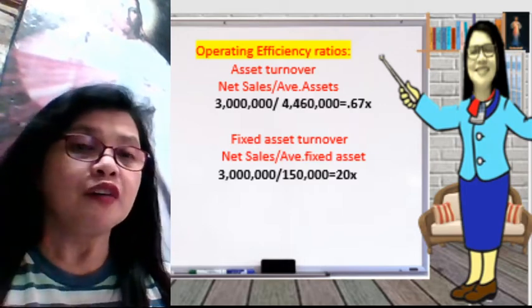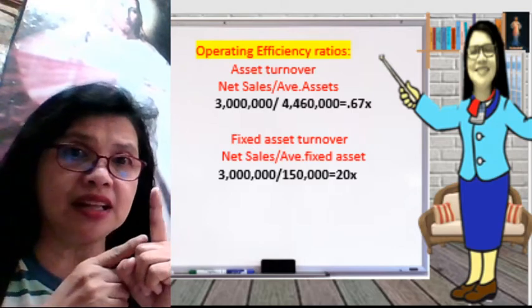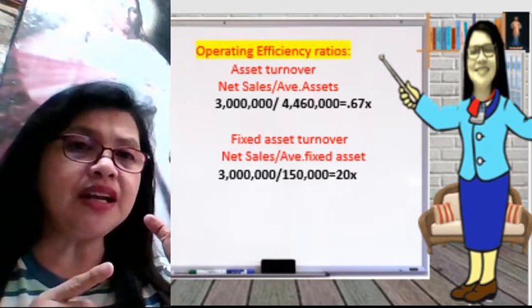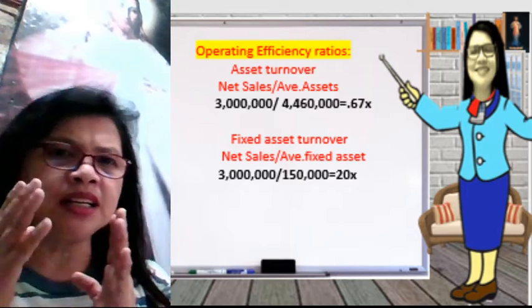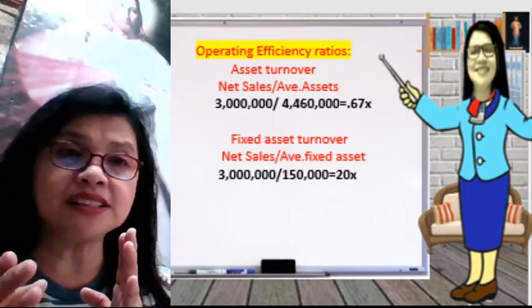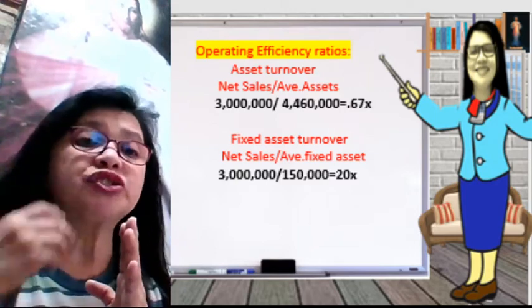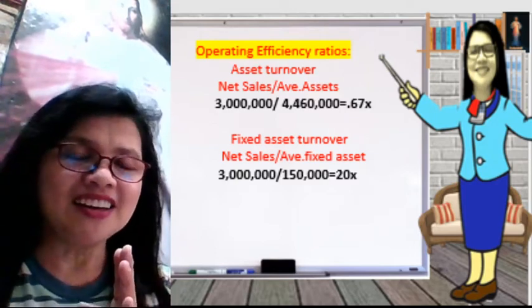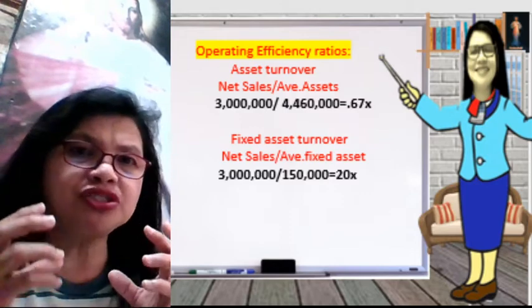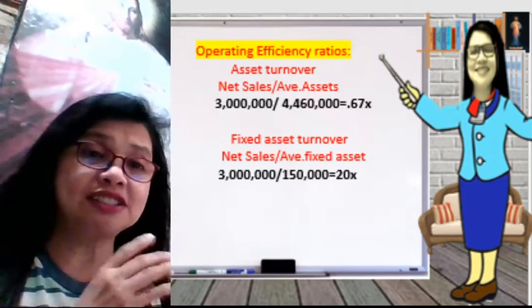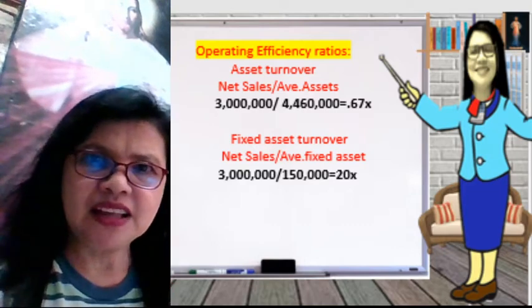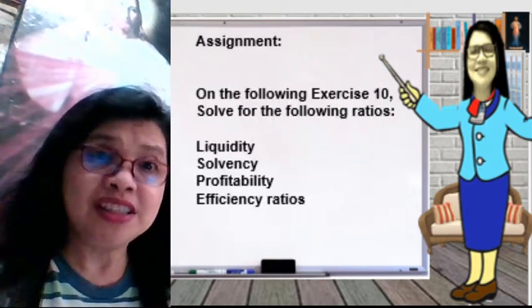That means for every peso sale, the fixed asset of the company generates 20 times more. So it shows that your fixed asset is contributing much to your sales. Okay, next we go to the assignment.